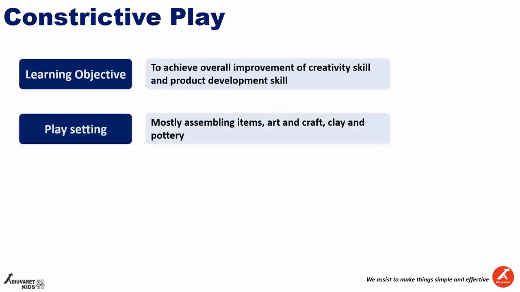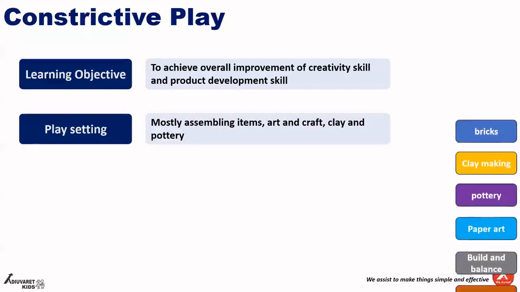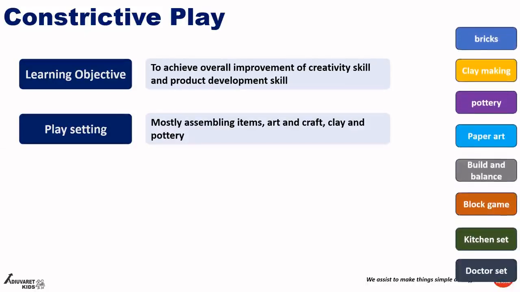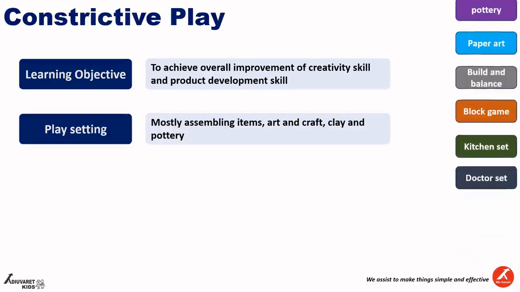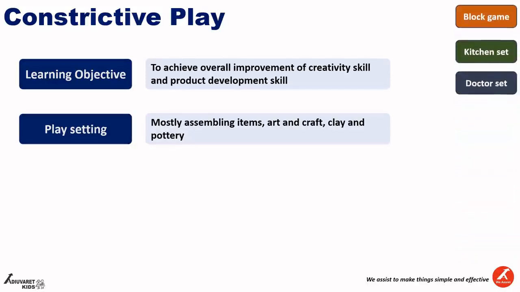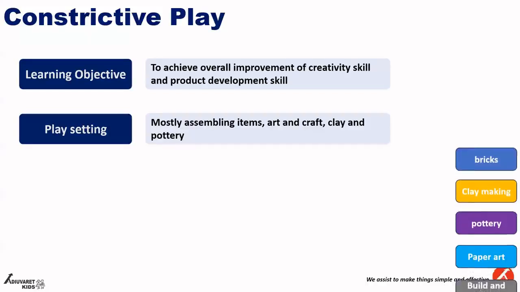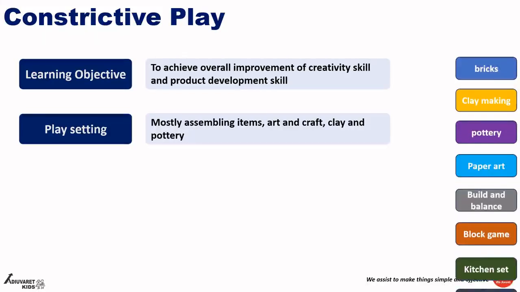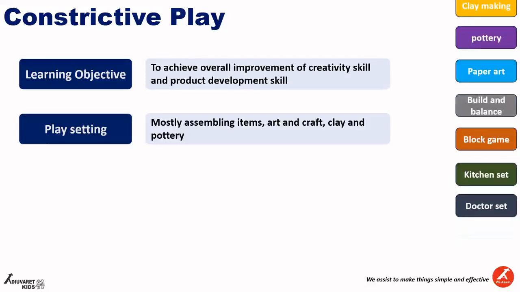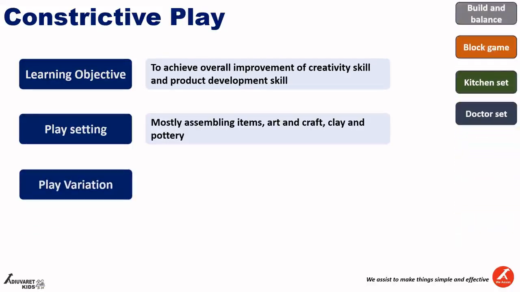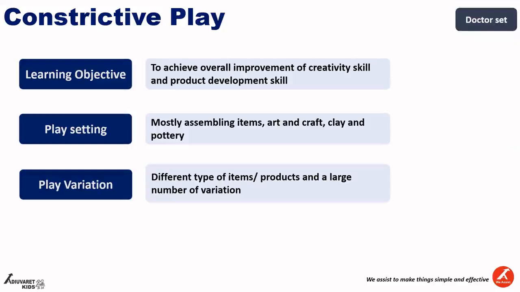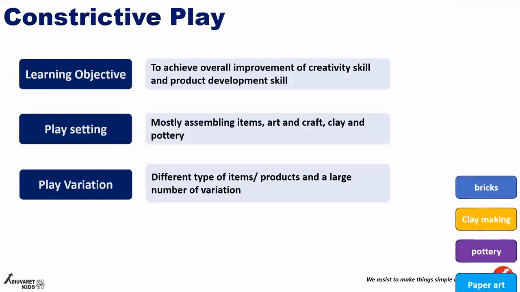For example, a child wants to make some object like a Ganpati idol. If such clay is not there in the school, then initiating such play is very difficult. So if you do not have such clay in your school, make sure that you have it so that you can create such constructive play much more easily. Then coming to the play variation, we have different types of items and products, and a large number of variations is expected from that.